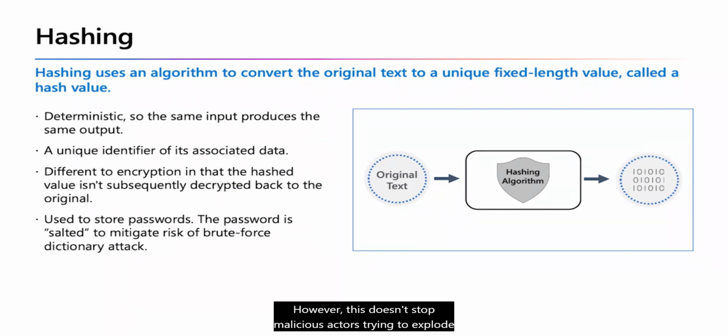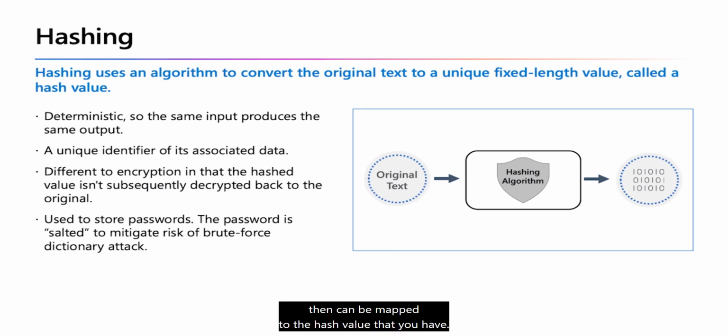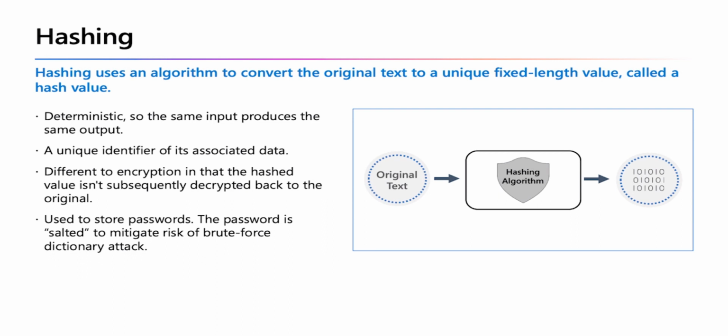However, this doesn't stop malicious actors trying to exploit this particular method to get into your services. They will just try to use different random inputs as plain text and convert them into a hash value. And these hash values that they use can then be mapped to the hash value that you have. And if they get enough of these values, they can reverse engineer to understand what the initial input was.